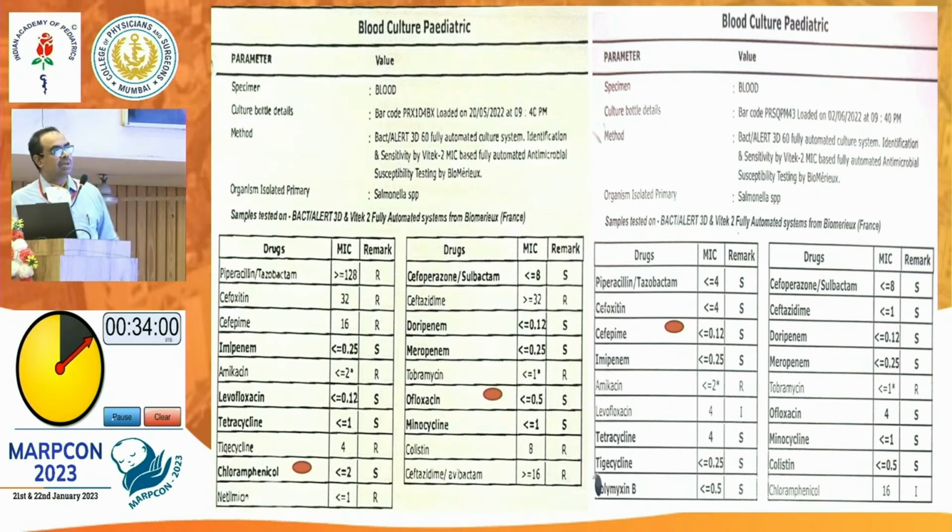Then again we have the other report which is showing fourth generation cephalosporin, beta-lactamase inhibitors and carbapenem to be sensitive. So we are going towards that era. That's why I did put this slide.